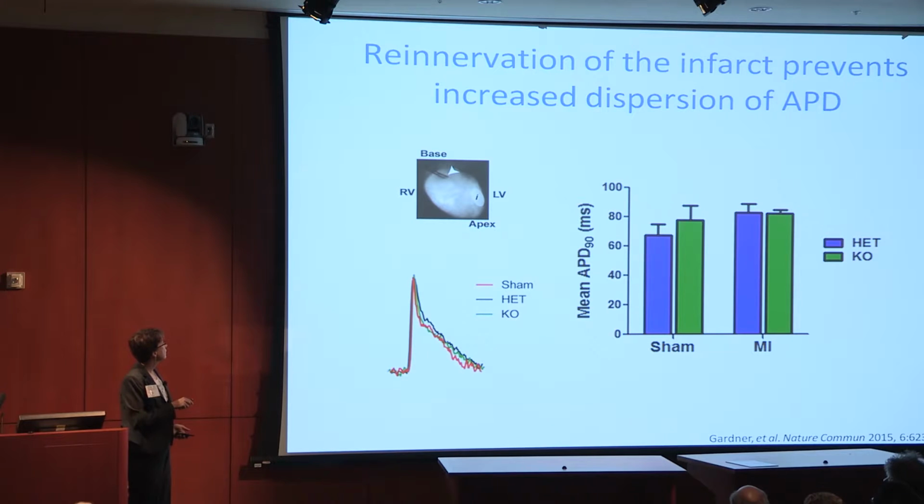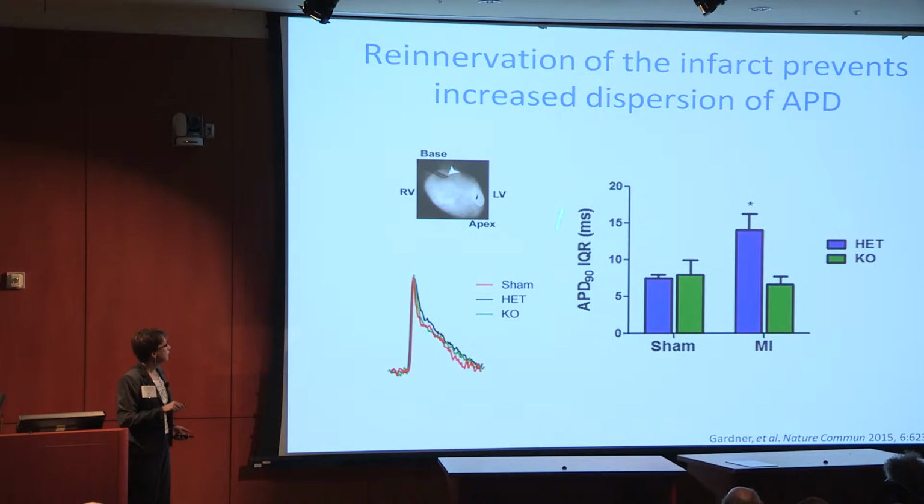So this is the basic setup. There's a stimulating electrode up here at the base. All the pictures and maps I'm going to show you are in this orientation. So left ventricle on this side, base, apex, and in the hearts that have an infarct, the infarct is generally going to be in this area. And this is just some sample traces of the optical action potential. These are mouse ventricular myocytes, so they have a more triangular action potential, obviously, than a human or larger animal. Now, mean action potential duration was identical across all the groups.